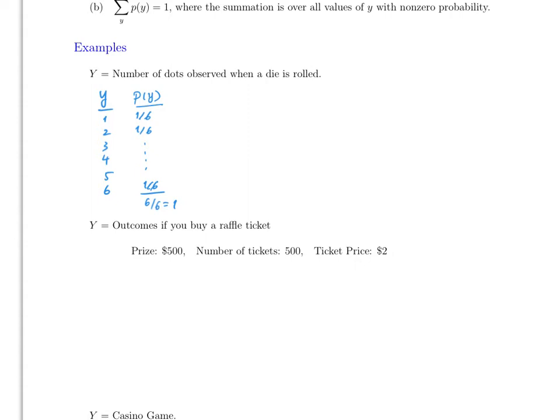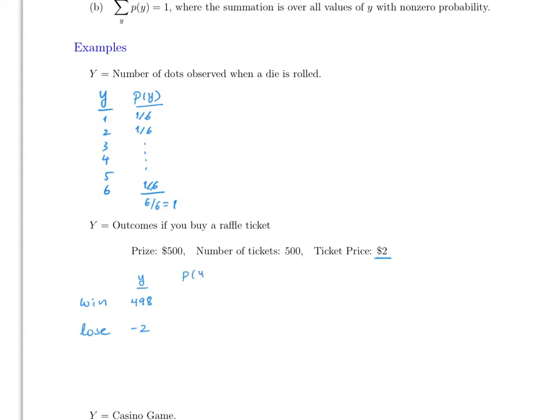Now here, it says the outcomes if you buy a raffle ticket. Well, you only have two options. You either win or you lose. So what are the possible values? Well, if you win, you will win $498 because you had to pay $2 for the ticket. And if you lose, well, you will lose $2. So these are the possible values for y.